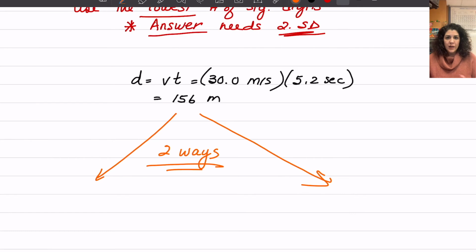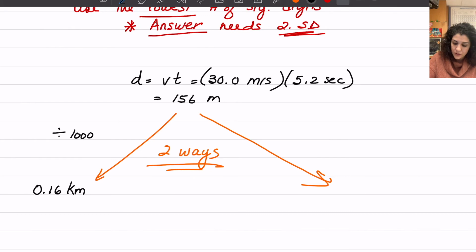I could take my answer, which is in meters, and convert it to kilometers, right? So what I could do is divide by 1,000 and give the answer in kilometers. So I could say 0.16 kilometers. Now, why is it 0.16? Well, I'm going to need these 2 digits, right? I'm going to need those 2.